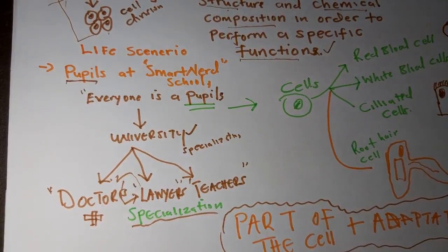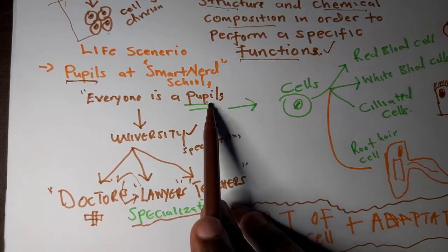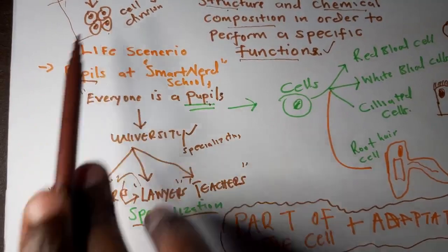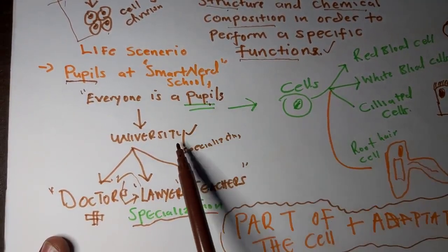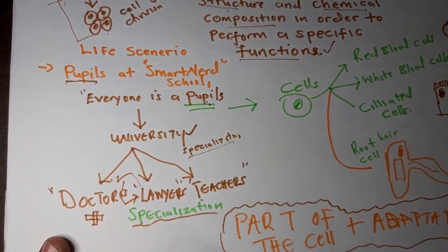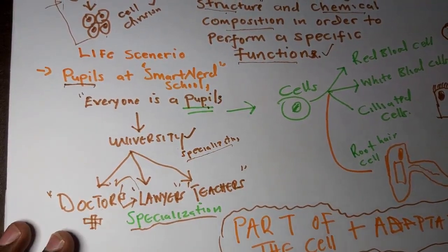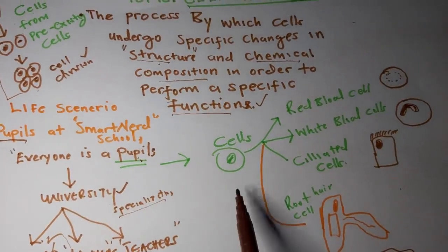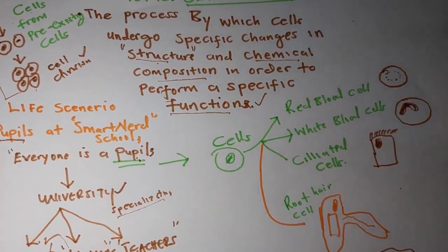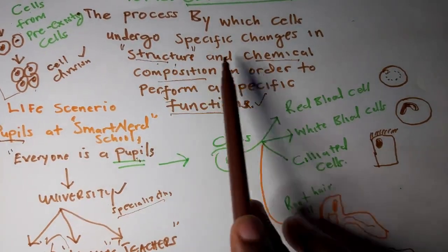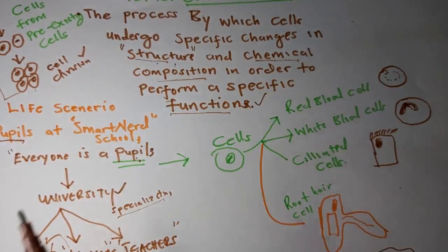So from a pupil, we think of these cells before they specialize, as getting enrolled in university, then specializing into different paths. This is the same thing that happens in cells. You have a cell here before it specializes. Then it undergoes what we call cell specialization. These are specific changes in structure and chemical composition in order for that cell to perform a specific function.